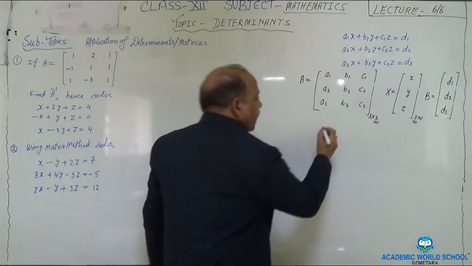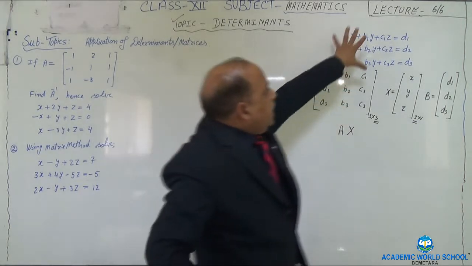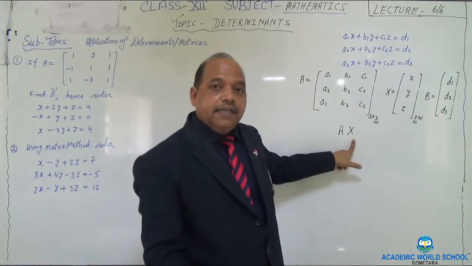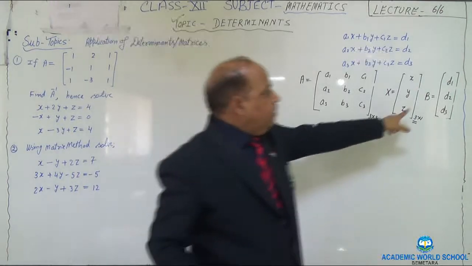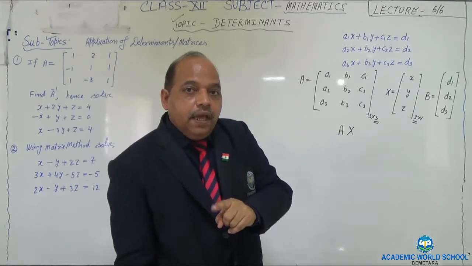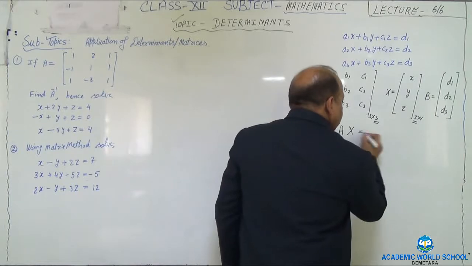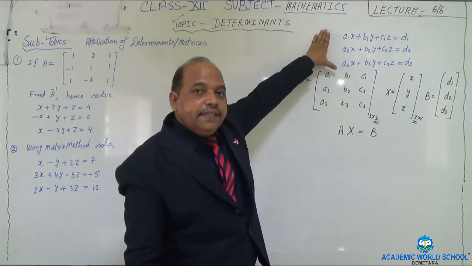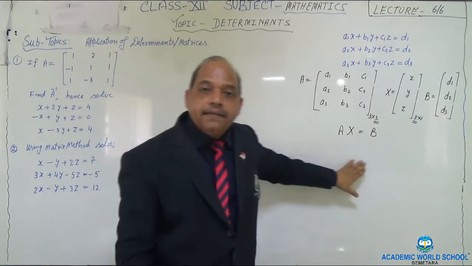It means if I multiply A by X, I am getting the left hand side of that. And what is the order of this? This product is representing a matrix of order 3 cross 1. And what is over here? This is also a matrix of 3 cross 1. And therefore, two matrices we can equate. And what is that? This is nothing but B. So now you can see that the given system of linear equations is expressed in the form of matrices.